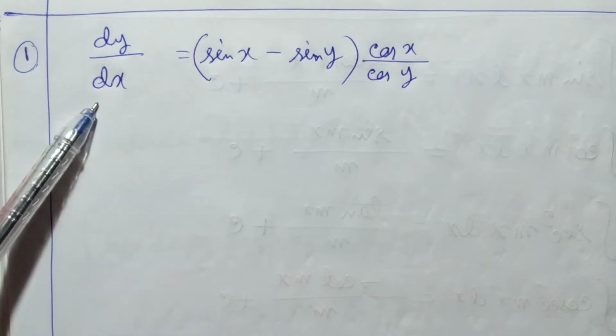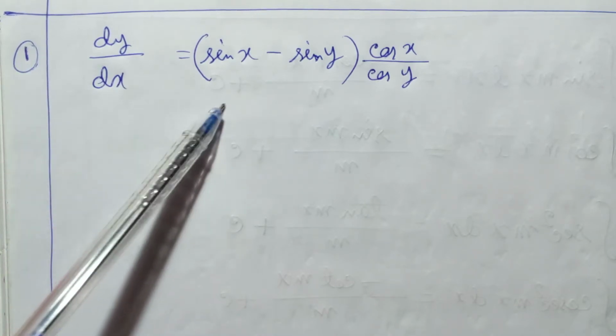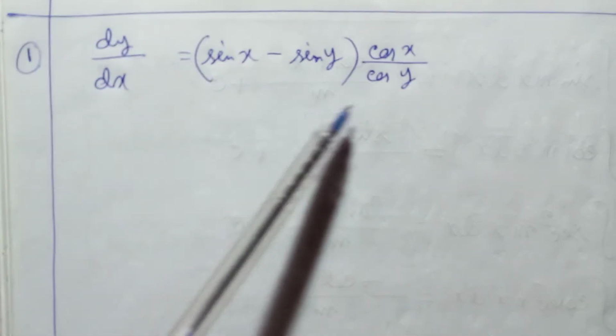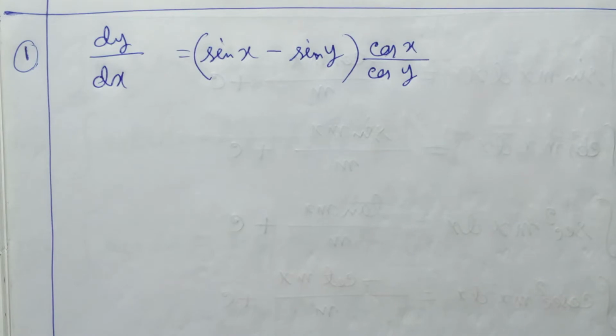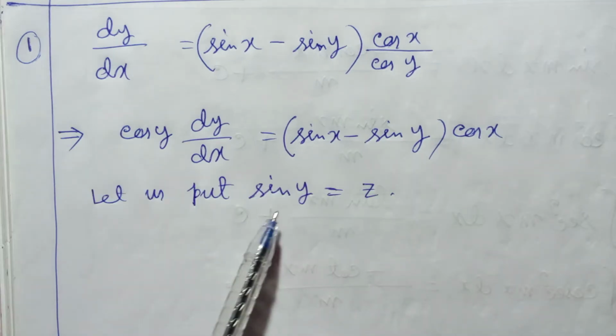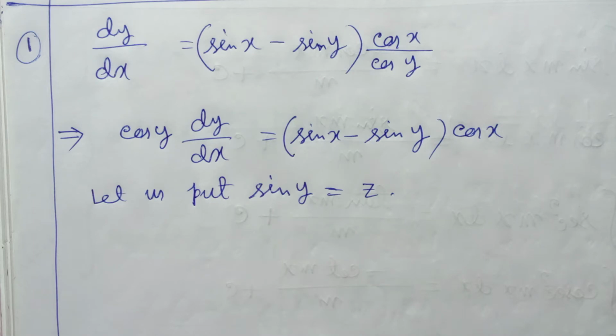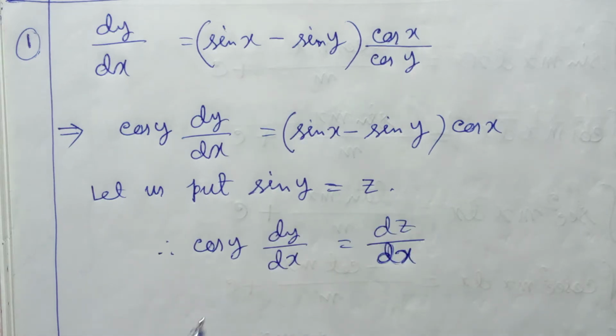Let us consider this differential equation: dy by dx is equal to sin x minus sin y into cos x divided by cos y. Multiplying both sides by cos y we get, let us put sin y is equal to z. Differentiating both sides of this equation with respect to x we get cos y dy by dx is equal to dz by dx.